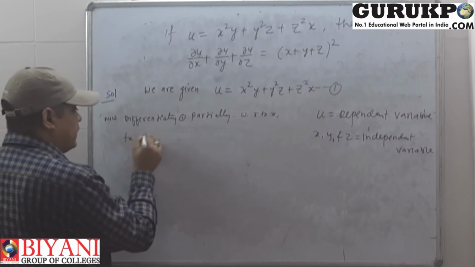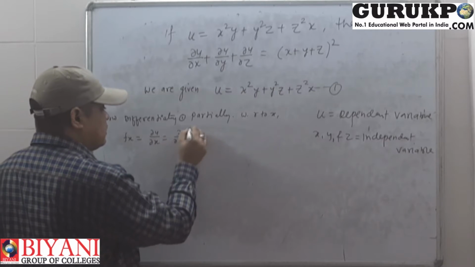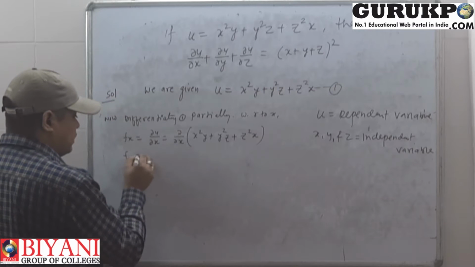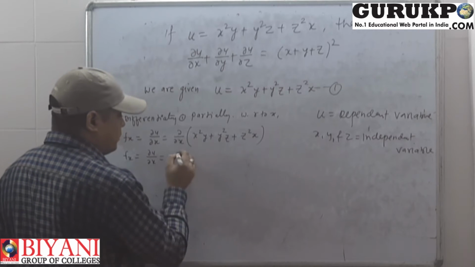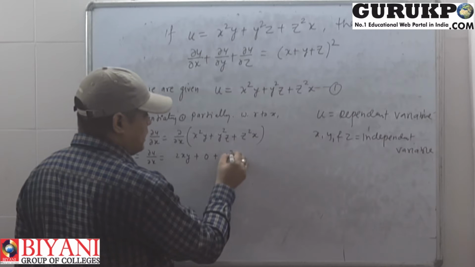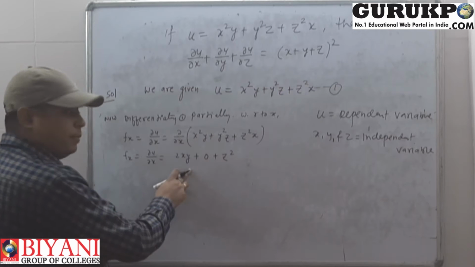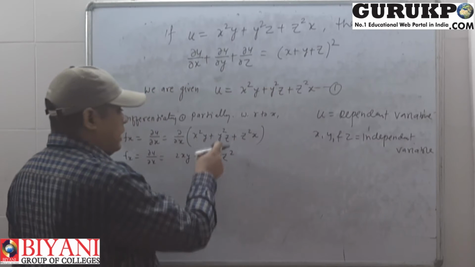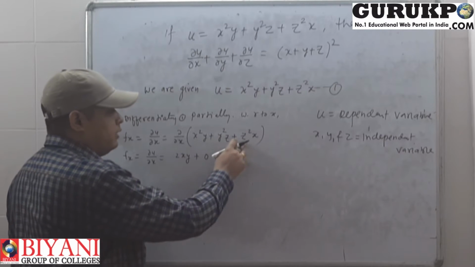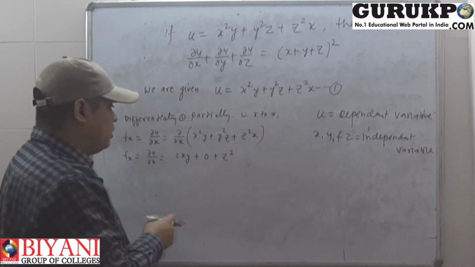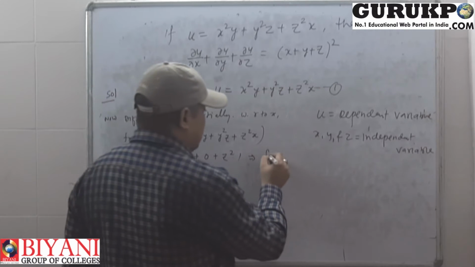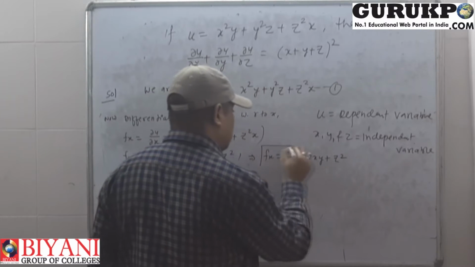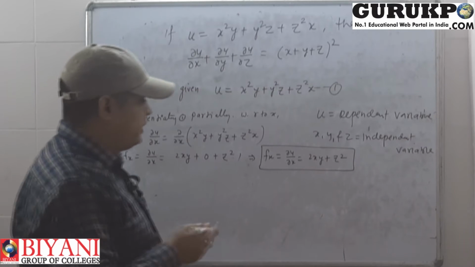So what we have? F of x, del u by del x, equals del by del x of x square y plus y square z plus z square x. So it will become 2xy plus 0 plus z square. Here we observe that y is a constant, therefore it remains the same, and partial differentiation of x square is 2x. Here y square z involves the other two variables which are taken as constants, therefore the partial derivative will be 0, and the derivative of x is 1 and z remains constant, therefore z square times 1. Hence we have f of x, which is del u by del x, equal to 2xy plus z square. It is the first derivative of function u with respect to x.